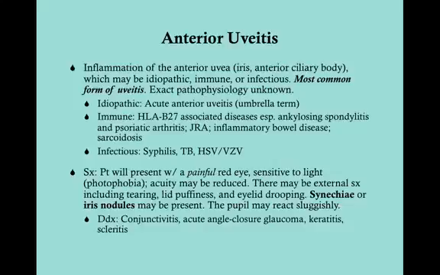The differential here, as mentioned, includes conjunctivitis. That tends to be more of an irritated red eye, not so much painful. With acute angle closure glaucoma, typically you're going to have a blown pupil, and then keratitis and scleritis can be difficult to differentiate. Usually the ophthalmologist will have to do that. But you certainly won't have synechiae in keratitis or scleritis. You shouldn't.